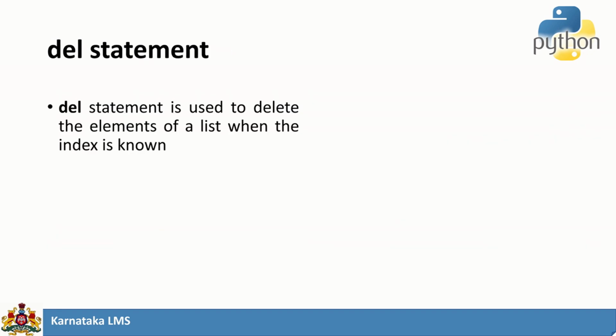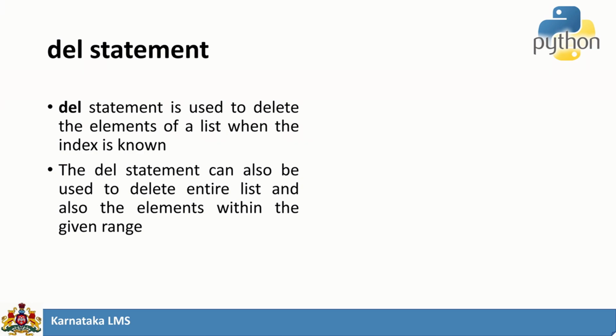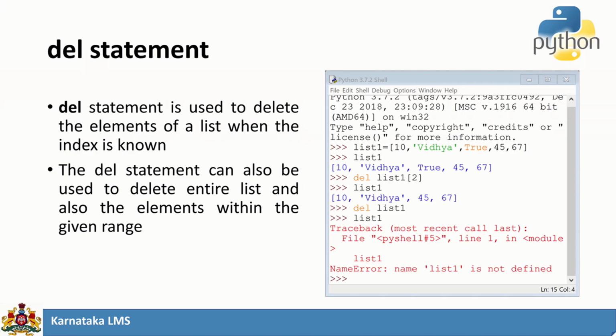Del statement. The del statement is used to delete the elements of a list when the index is known. For example, when you want to delete an element at position 2, I can call del of list 1 of 2. So the input list is 10, Vidya, true, 45 and 67. When I say list 1 of 2: 0, 1, 2. So this will be deleted and I'll be getting the output 10, Vidya, 45 and 67.